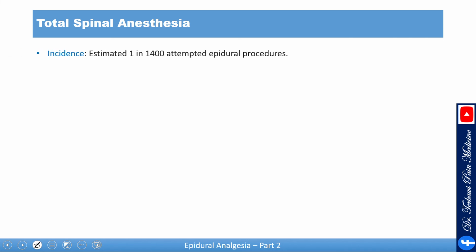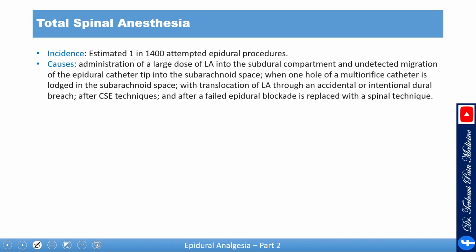Total spinal anesthesia. Very rare, fortunately, 1 in 1,400. It is typically caused by administering a large dose of local anesthetic into the subdural compartment, or by undetected migration of the epidural catheter tip into the subarachnoid space. It can also occur when one hole of a multi-orifice catheter is lodged in the subarachnoid space, with translocation of local anesthetic through an accidental or intentional dural breach after combined spinal epidural technique, and after a failed epidural block is replaced with a spinal technique.